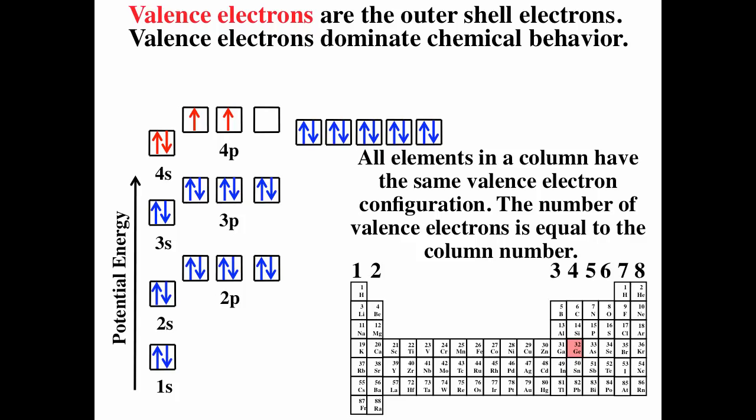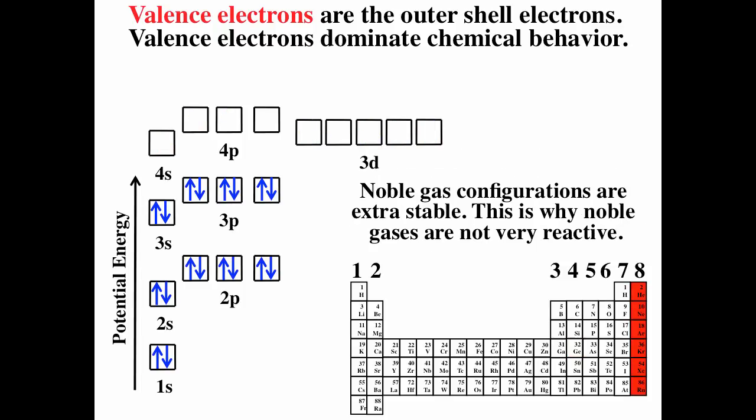Howdy. And so what have we learned so far? We've learned that valence electrons are the outer shell electrons that dominate the chemical behavior. We've learned that all elements in the column behave alike because they have the same valence electron configuration. We've learned that the number of valence electrons is equal to the column number as long as we neglect the transition metals. We've learned that noble gases are very unreactive, and so noble gas configurations are very stable.